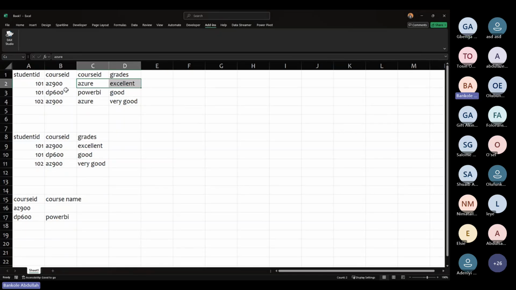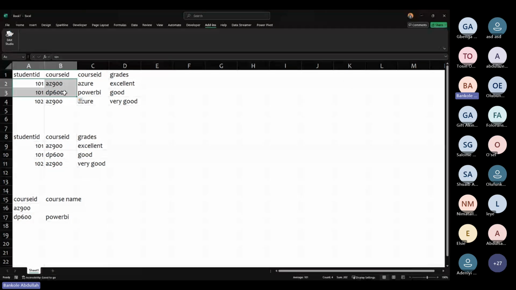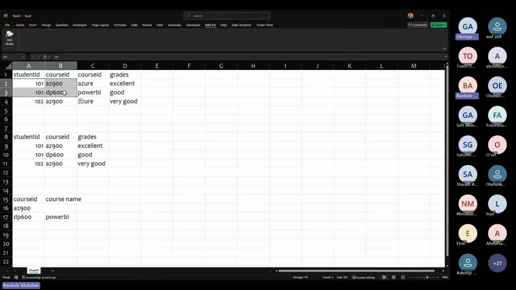So we have student 101 and course 109, which is different from student 101 and DP 600. Together the two make up the primary key, or as we said earlier, the composite key. Now we want to go to 2NF. What's the major thing in 2NF?